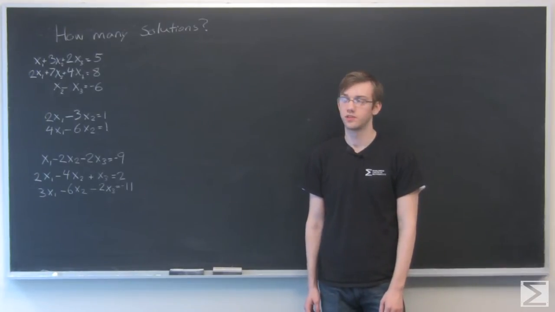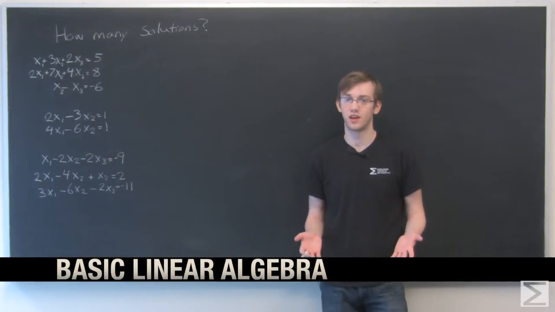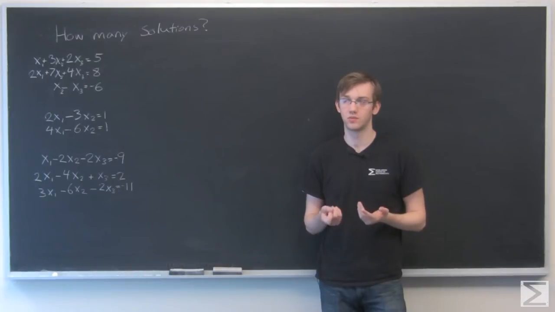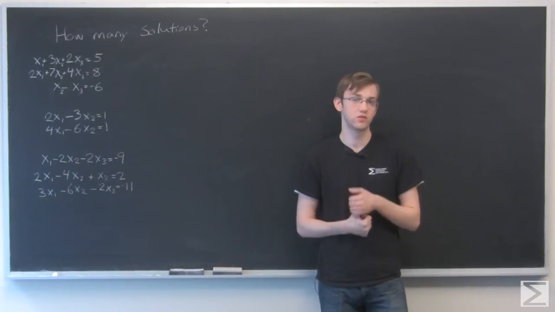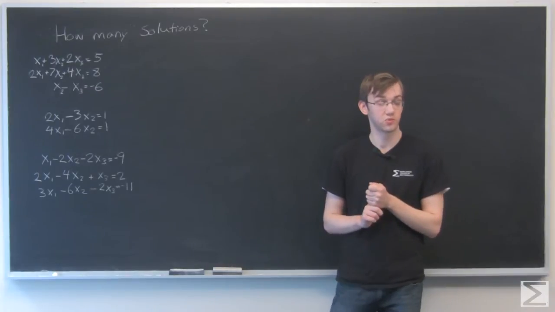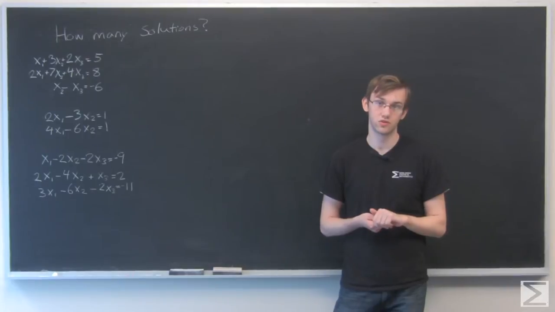When you're solving a system of linear equations, let's think about how many solutions you can have for your system. There are only three possibilities, really. One is that you'll have one unique solution. Two is that you'll have no solutions. The system will be called inconsistent. And three, there will be infinitely many solutions.